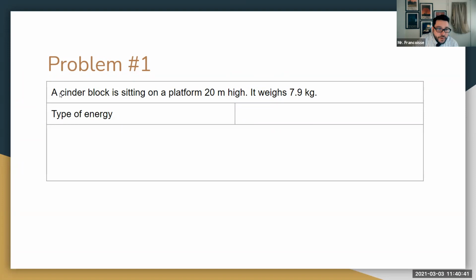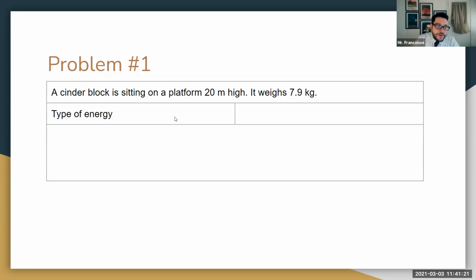All right, so problem number one, we have a cinder block sitting on a platform that's 20 meters high and weighs 7.9 kilograms. So this block is just sitting there, it's not moving, but we know it has energy, right? This block has the potential to do some real damage if it were to fall off a 20 meter platform. So it's probably like a 2-3 story building. It's going to do some damage. That cinder block's going to be falling pretty fast when it hits the ground.